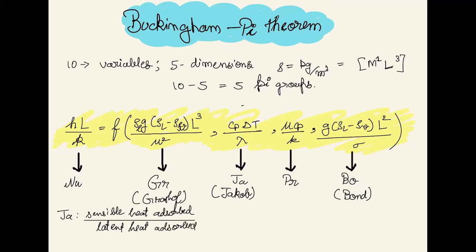Absorbed. And this is m cp delta T, and this is m times lambda. So this is cp delta T over lambda. All right, so how will this number come into the picture?